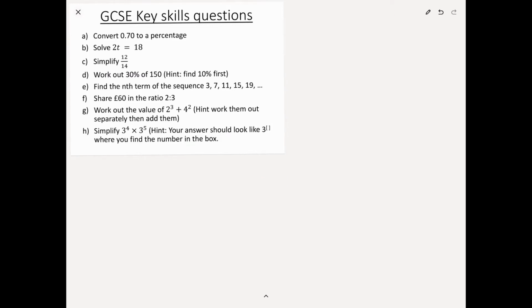Right, part C, simplifying 12 over 14. Now remember, simplifying fractions, we have to look for numbers that can divide both the numerator, the top number, and the denominator, the bottom number. Well, 12 and 14 are both even, so we can divide them both by 2. So if we divide 12 by 2, we get 6, and if we divide 14 by 2, we get 7. Now it won't always be 2, but that was the first number I found that divides both of those.